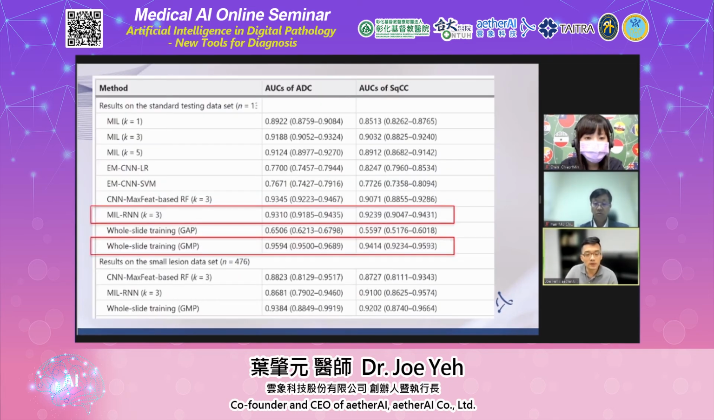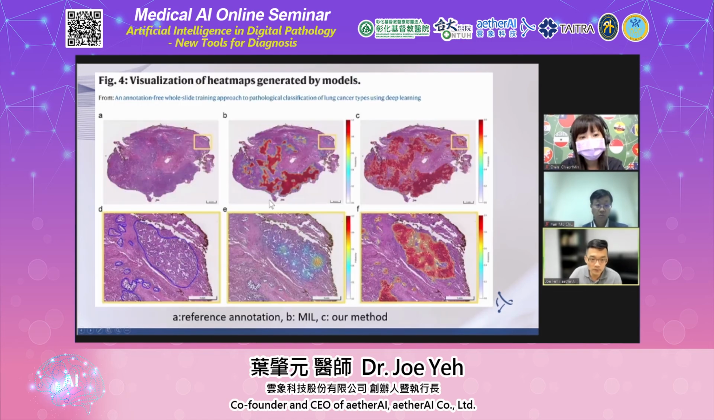In this table, we can see that our model is performing better than the previous state-of-the-art method, the MIL, and reaches an AUC for adenocarcinoma classification of 0.95, roughly 2% better than the previous state-of-the-art method, MIL-RNN. And here you can see that our AI model, although initially trained only for a classification task, can also perform very excellent lesion localization, seen in panel F. This is much better performance compared with panel E, which is the result from the MIL method.